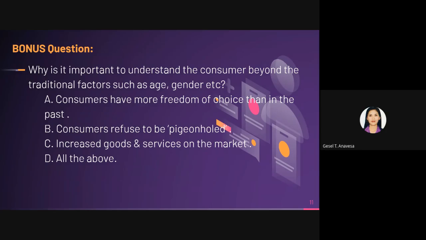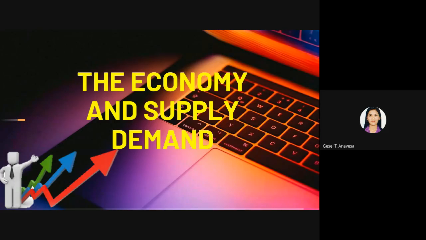So why is it important to understand the consumer beyond the traditional factors such as age, gender, etc.? So first, A, consumers have more freedom of choice than in the past. B, consumers refuse to be pigeonholed. C, increased goods and services on the market. D, all of the above. So the answer for this is D, all of the above. Okay, now let's proceed to the economy and supply demand.